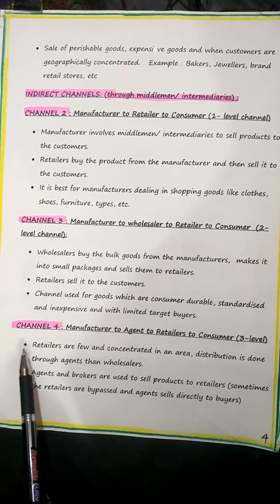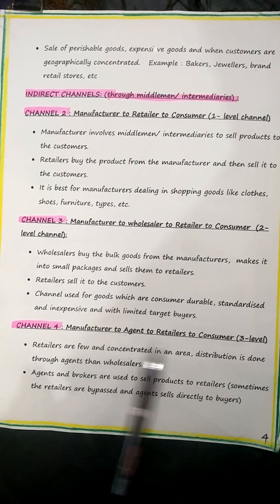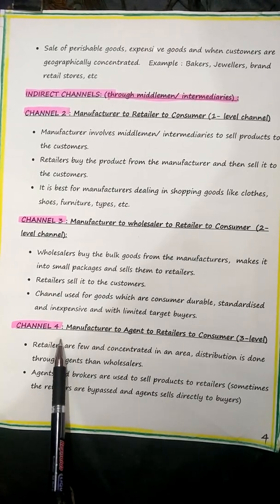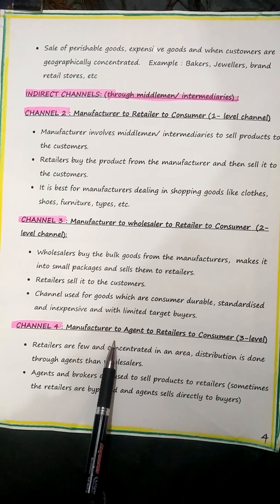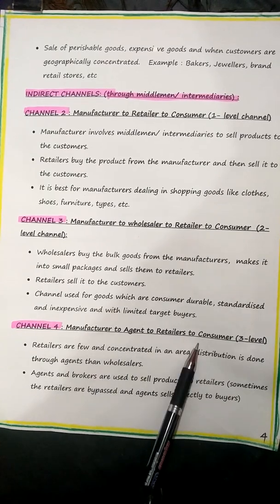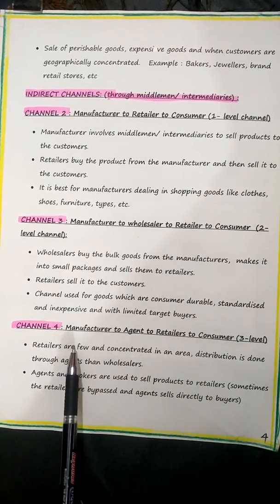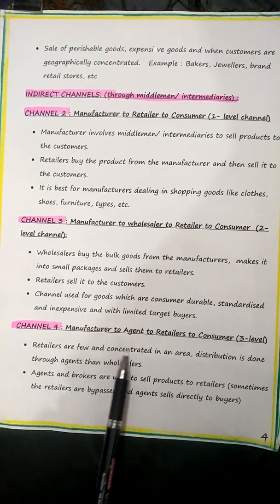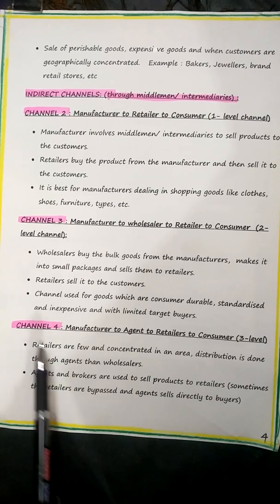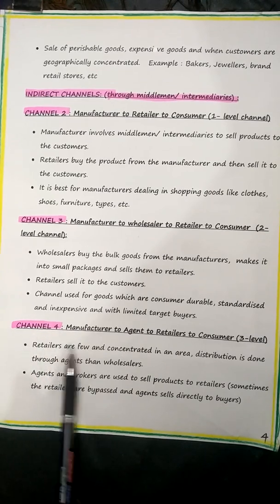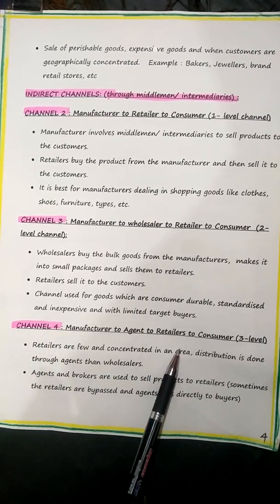So you must understand. One important thing about agents, please make a note here, children: agents add value to the making or marketing of products, which is very important. Agents are very important. With the specialization, knowledge and skills they have, they can do this. Agents do important work by representing the company to the final buyer. That also you must know. Let's see. Retailers are few and concentrated in an area.